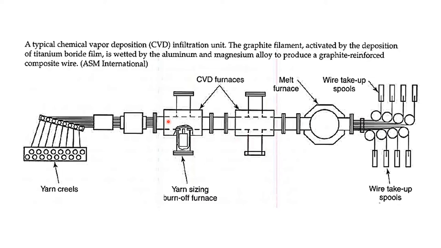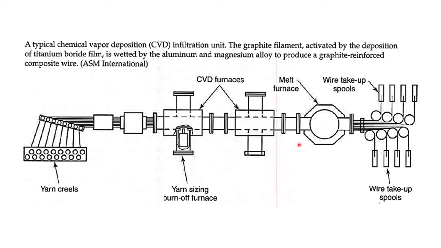So the typical chemical vapor deposition (CVD) infiltration unit looks like that. The graphite filament, activated by the deposition of titanium boride film, is then wetted by the aluminum and magnesium alloy to produce a composite, which is your graphite reinforced composite wire.